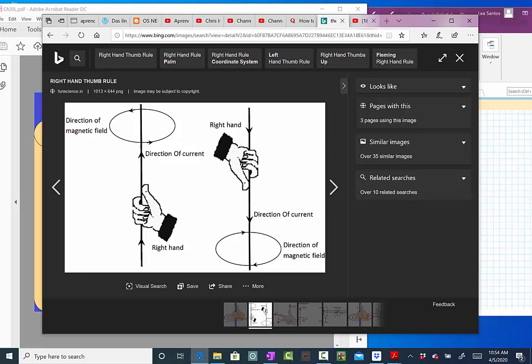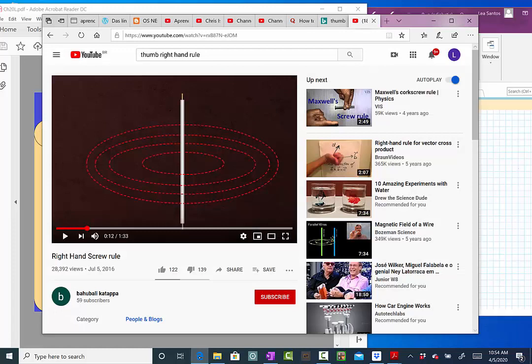Let me show you one more illustration, which is animated, so that may help us see what is going on. This is the wire, the current is pointing up, and we are encircling it with our four fingers, so the current is pointing up.